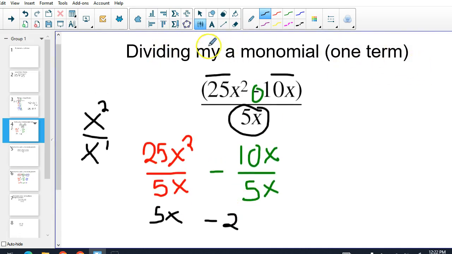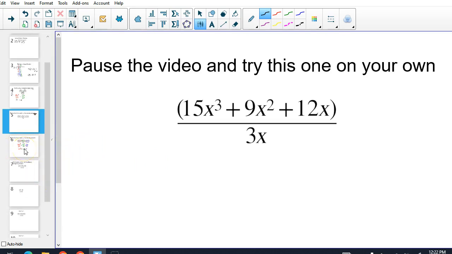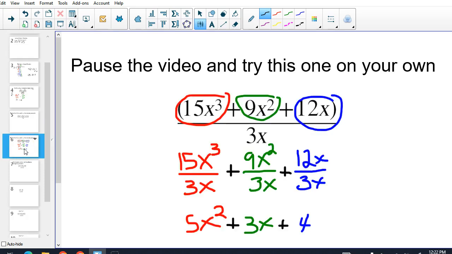This is for dividing by monomials. Monomial just means one term. Mono, like mono, one term. All right. So, can move on, and I'd like you guys to take a second, pause the video, try this, a little bit of review. Give like 2 seconds in here for you to be able to pause, and we'll go over it.